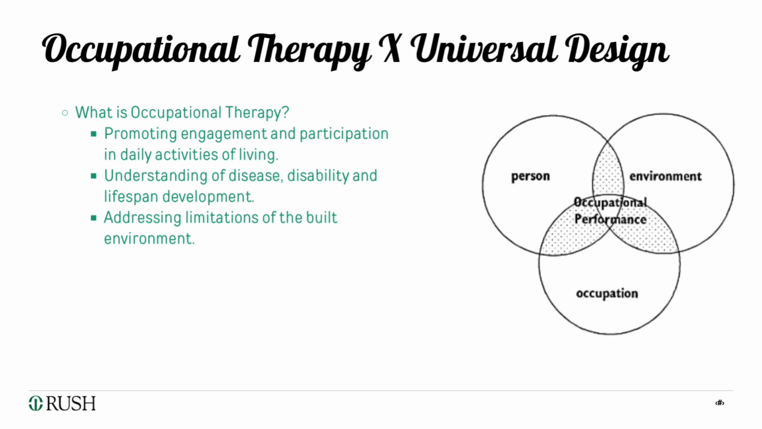This includes the built environment, that's the space that they work in. So this encompasses modifying physical spaces such as homes, workplaces, public areas to ensure accessibility and usability for all individuals, regardless of their abilities or limitations. Something important is that we have valuable context about diseases and disabilities and lifespan development, so that we can inform professionals in enhancing accessibility. So that's sort of our space.